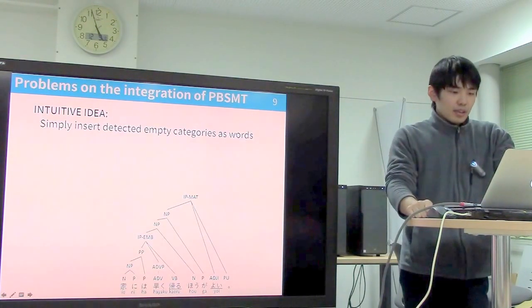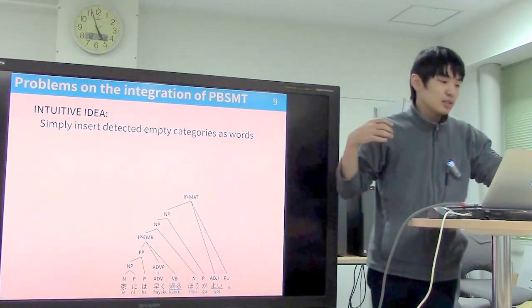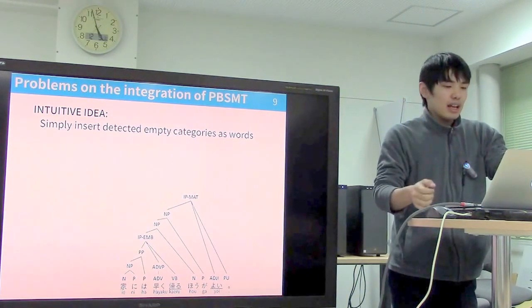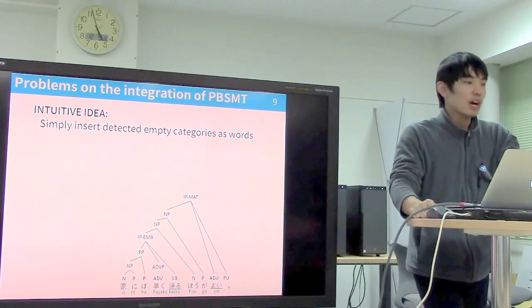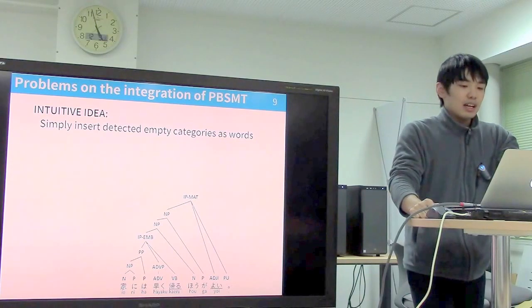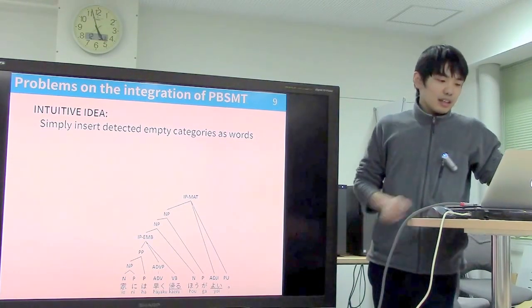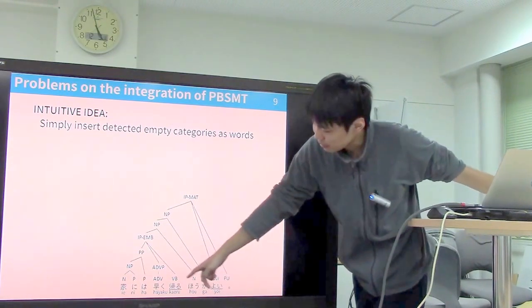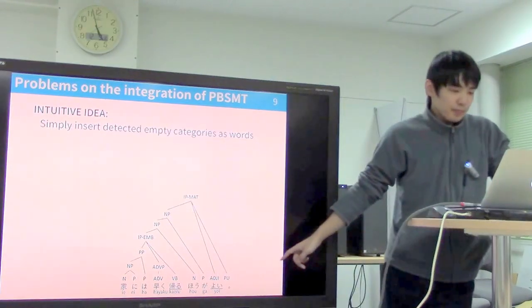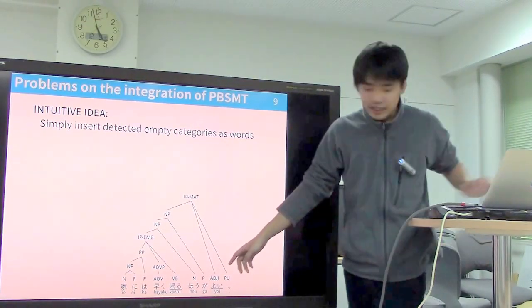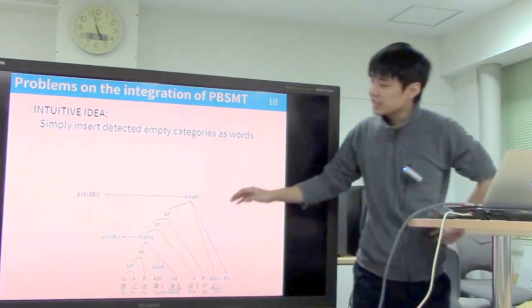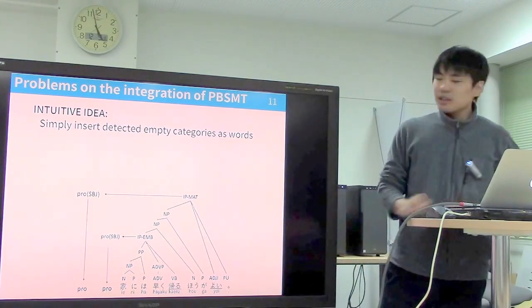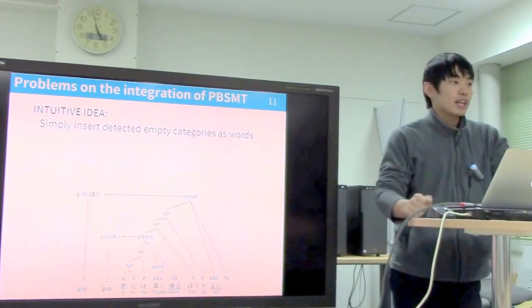To adapt the detection method, it first occurred to me that we insert the empty categories as words in Japanese sentences. Given a phrase structure of the source sentence, in this example a Japanese sentence, we detect the empty categories like this. After that, we lexicalize the empty categories as words like this. This is the simplest way to integrate empty category detection into the source language.